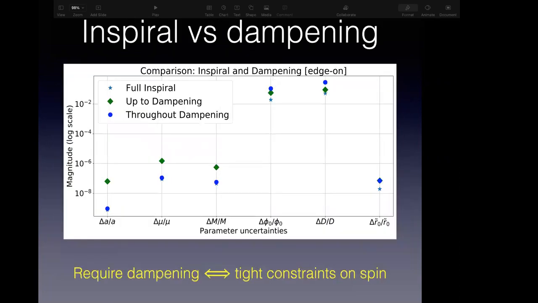So then we looked at the inspiral and then the dampening feature. And what we were able to conclude, if you look at the bottom left again, is that the dampening feature is absolutely necessary in order to make such tight constraints on the spin parameter itself, right? If you were only to measure up to the dampening feature, you would be able to recover the parameter to 1 part in 10 to the 7. So the take-home message is the following: you need to observe the dampening feature in order to make such tight constraints on the spin parameter itself.